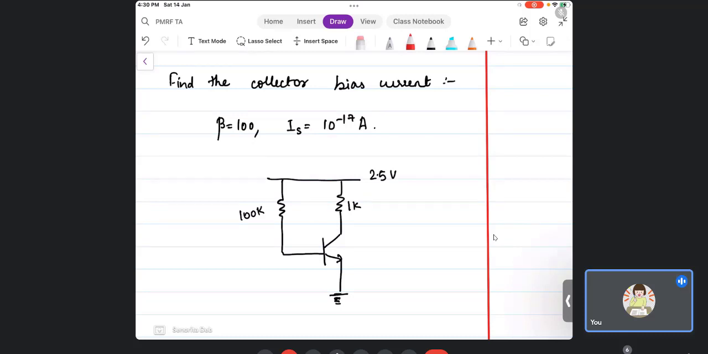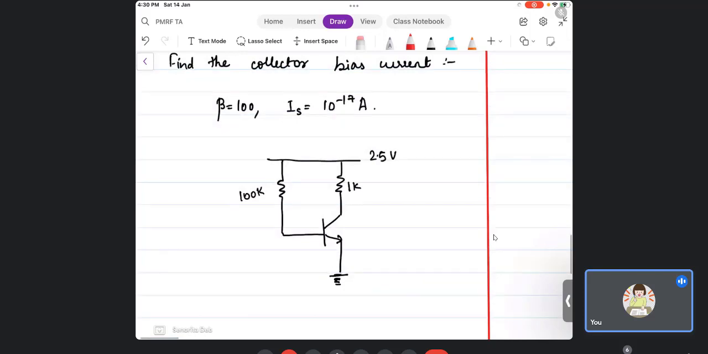So now VCC is 2.5 volts. You know how to do it, right? You have to put two KVL equations. But before that, there is VB value not given, right? So whenever in your question in GATE, it will come in two types. First, they will either give you this IS value, which is the saturation current of the BJT, or they will give you VB. So please note that either IS or VB will be given.